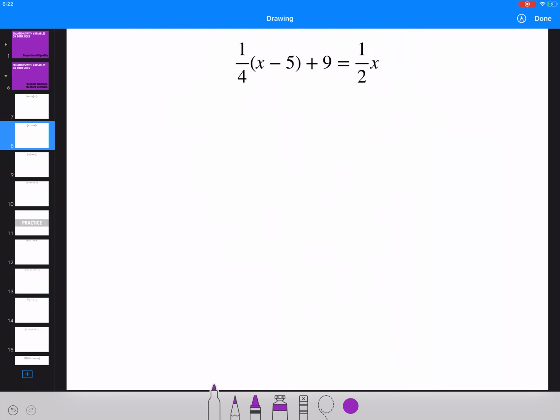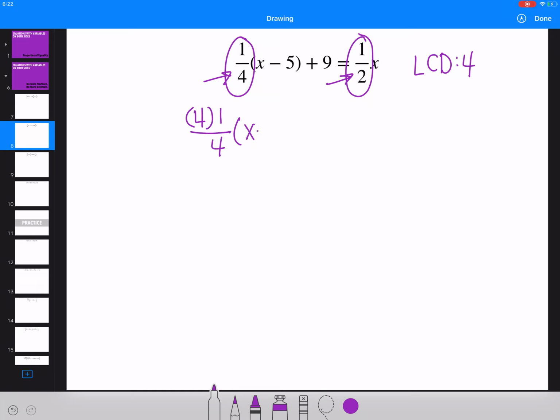Okay, let's try that again. We're going to look at our fractions and find our lowest common denominator between 4 and 2. And that would be 4. So I'm going to multiply every term by 4. So 4 times 1/4 x minus 5, plus 4 times 9, equals 4 times 1/2 x.